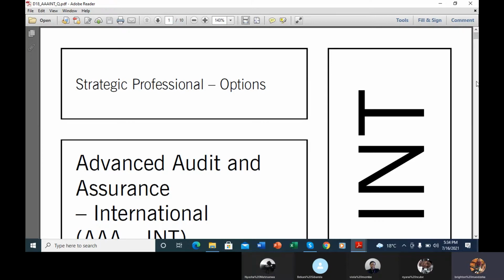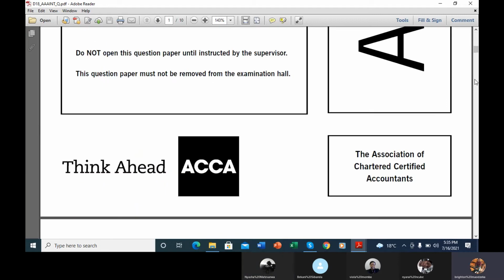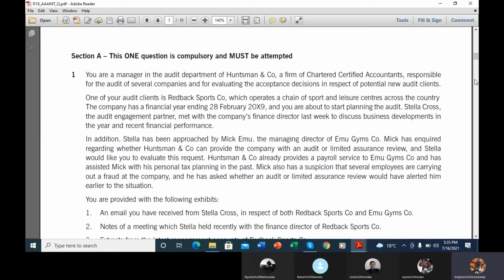Most students ask, how best can you apply? So you have to learn today how to apply an accounting standard. Apply only the provisions of the accounting standard that are relevant to the scenario that you are given. Let me scroll down. So here's the story of Redbeck Sports Club.